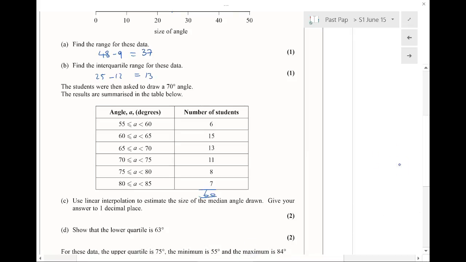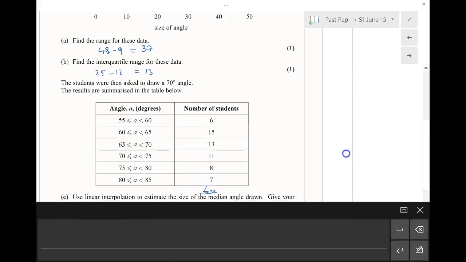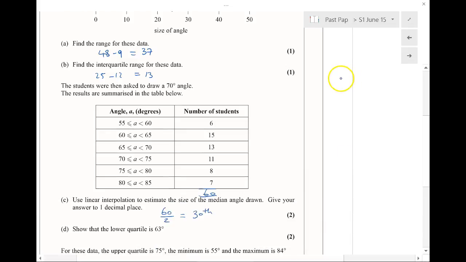Okay. We've got 60. We do tend to divide that number by 2, not add 1, although they do accept looking at the 30.5th. But we're looking for the 30th, or an estimation of the 30th. Now let's put my answer up here. So we've got the 30th. If we look at this, we've got the first 6 there, and then we've got up to 21 here and up to 34 here. So the 30th is in this group.